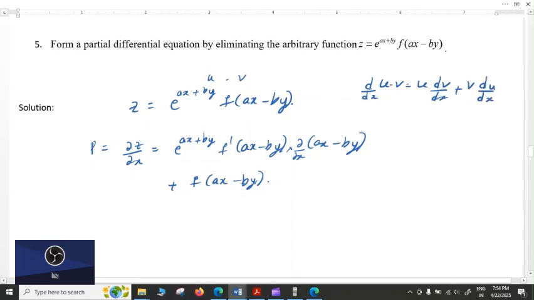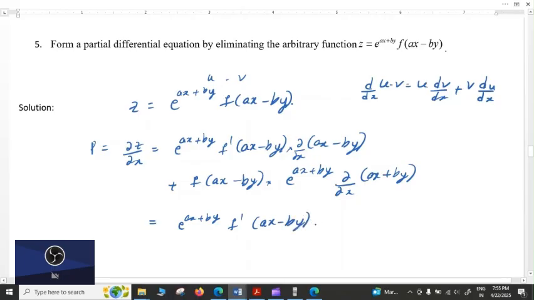So the simple rule I'm going to use. With respect to function, differentiation of this will be ax plus by. So again, I'm going to differentiate this with respect to x. Using the chain rule, the simplification will be e to the power ax plus by f dash of ax minus by into a.